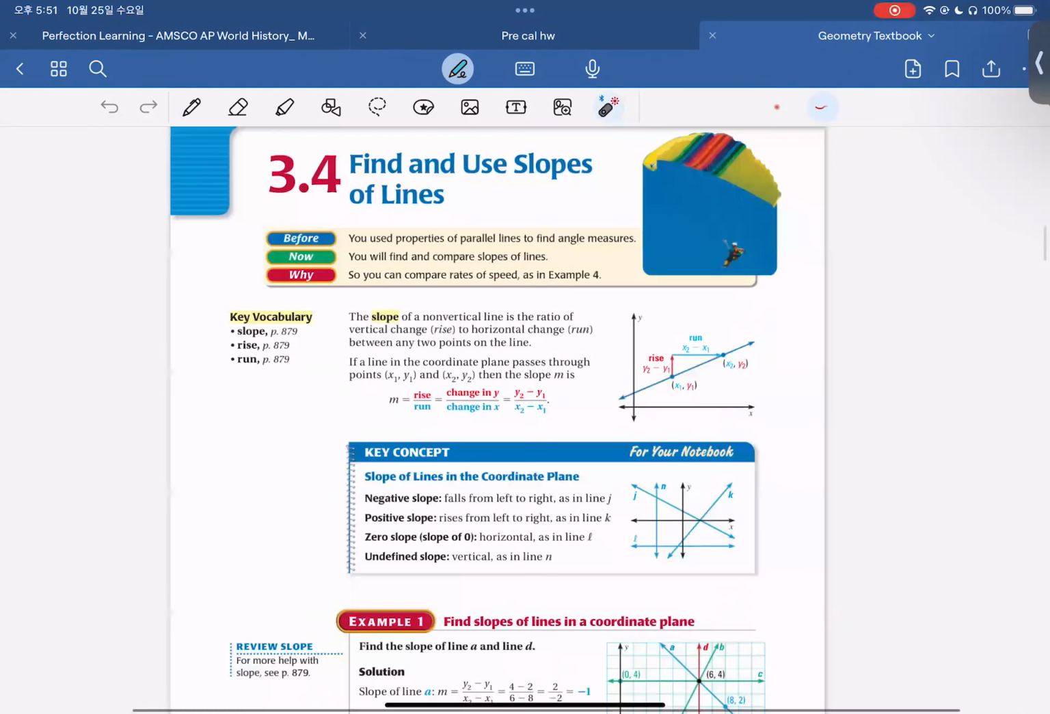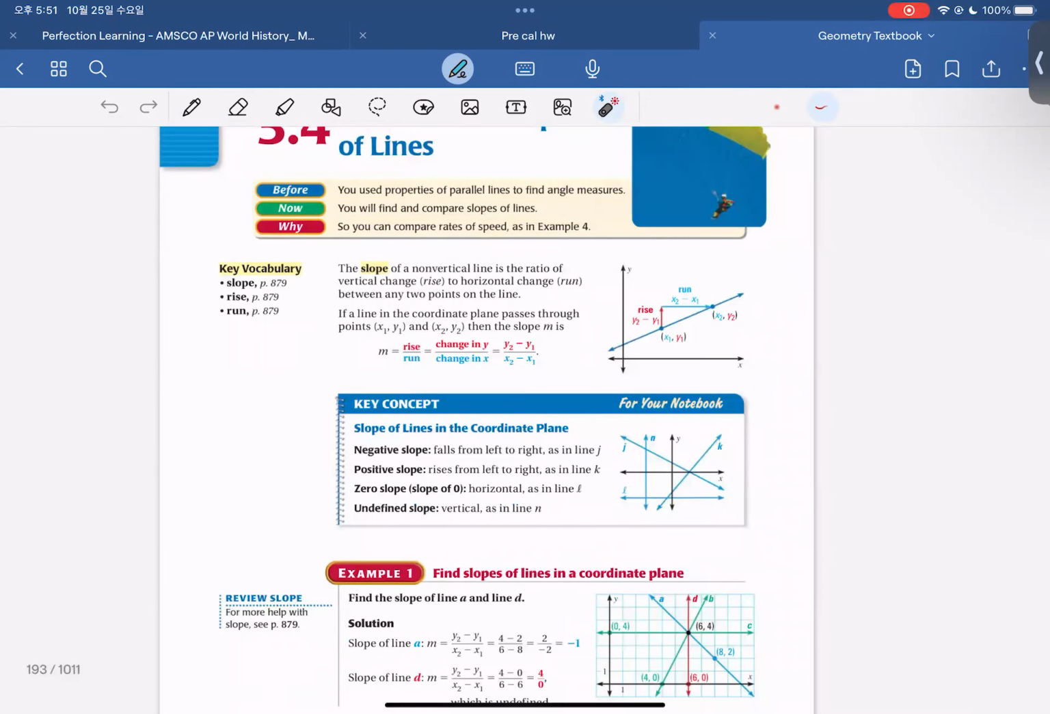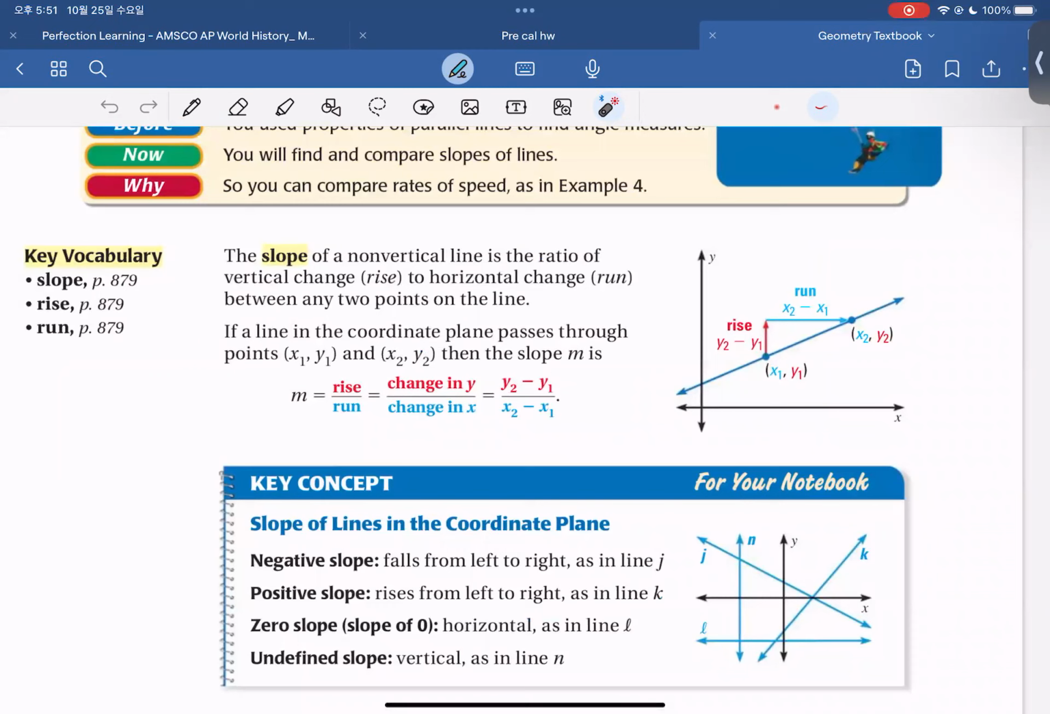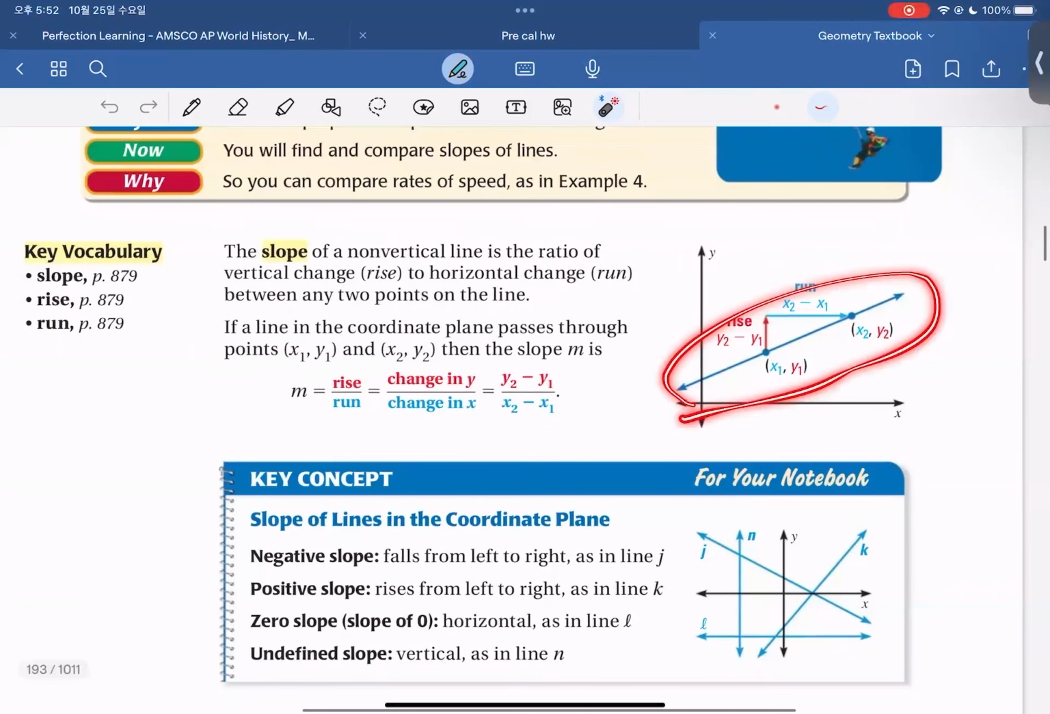So you probably all know how to find slopes and the slope of an equation from pre-algebra, so I think this is a pretty simple review. But as you know, slope of a non-vertical line is the ratio of the vertical rise to the horizontal change. So rise over run between two points on the line, or for a linear equation like this.